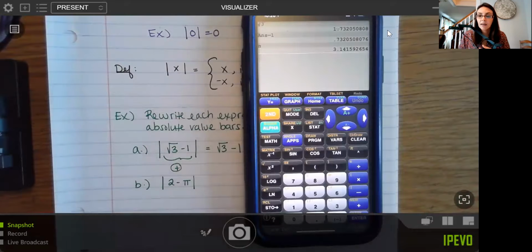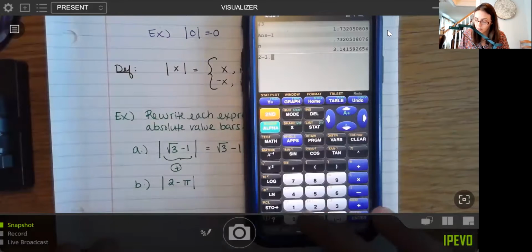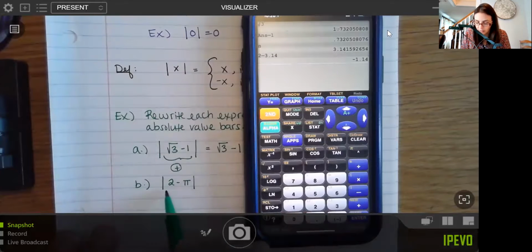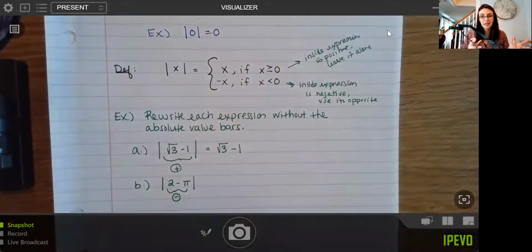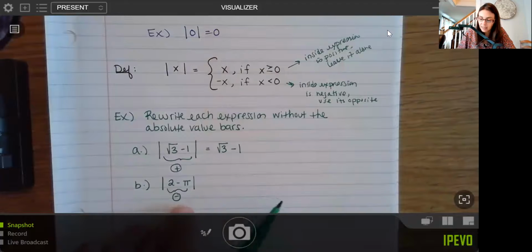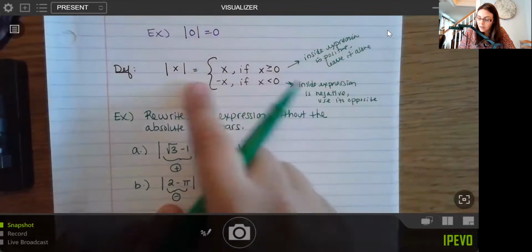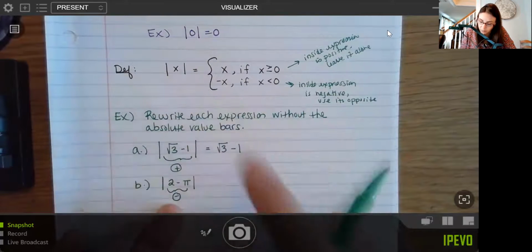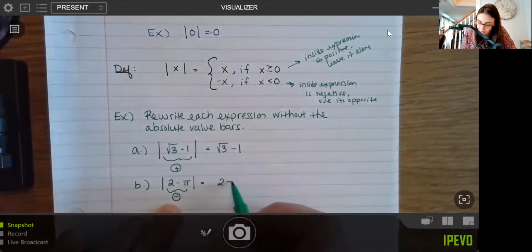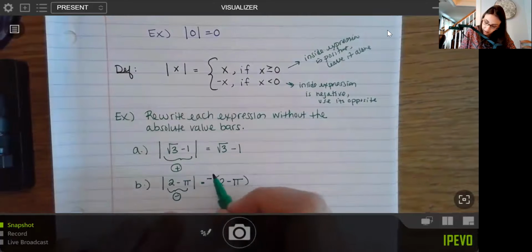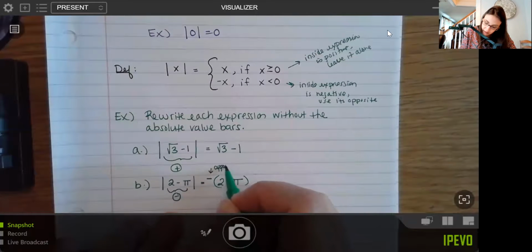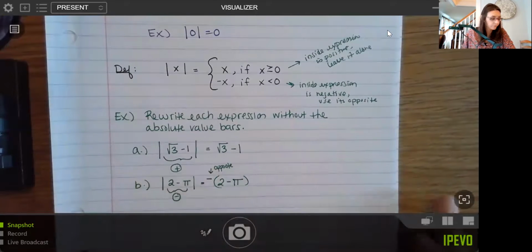So we do see that we have 3.14. When I do 2 minus 3.14, I get a negative value. So this on the inside is actually negative. If I want to rewrite this expression, and again, I don't want the decimal answer because that would be pretty easy to figure out, I just want to rewrite the expression. I know the inside value is negative. So when the inside value is negative, we're going to use the opposite of the expression. Instead of just leaving it as it was, I'm going to make it its opposite. That negative is another way to think of opposite.